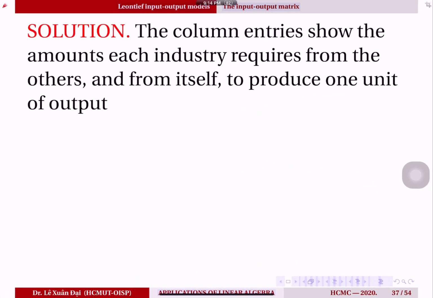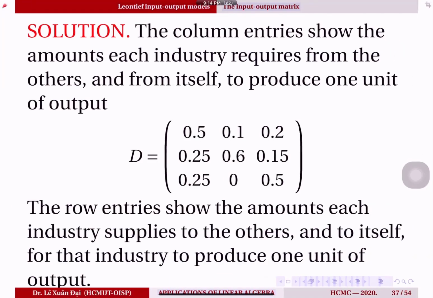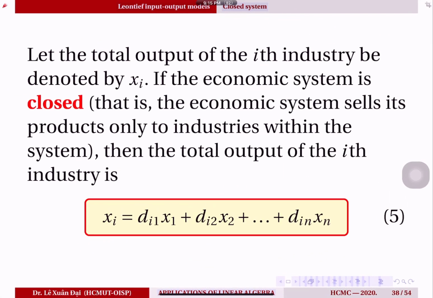The column entries show the amounts each industry requires from the others and from itself to produce 1 unit of output. The row entries show the amounts each industry supplies to the others and to itself for that industry to produce 1 unit of output. And now let's move on to the next definition, the closed system.